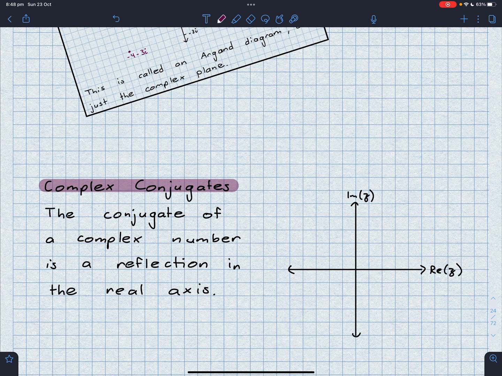So if I have the complex number 3 plus 4i, so across 3 on the real axis, up 4 on the imaginary axis, we know that the conjugate of 3 plus 4i is 3 minus 4i. And if I graph that on the Argand diagram, you can see it's just been mirrored in the real axis. So any complex number can just be reflected in the real axis to get the conjugate.